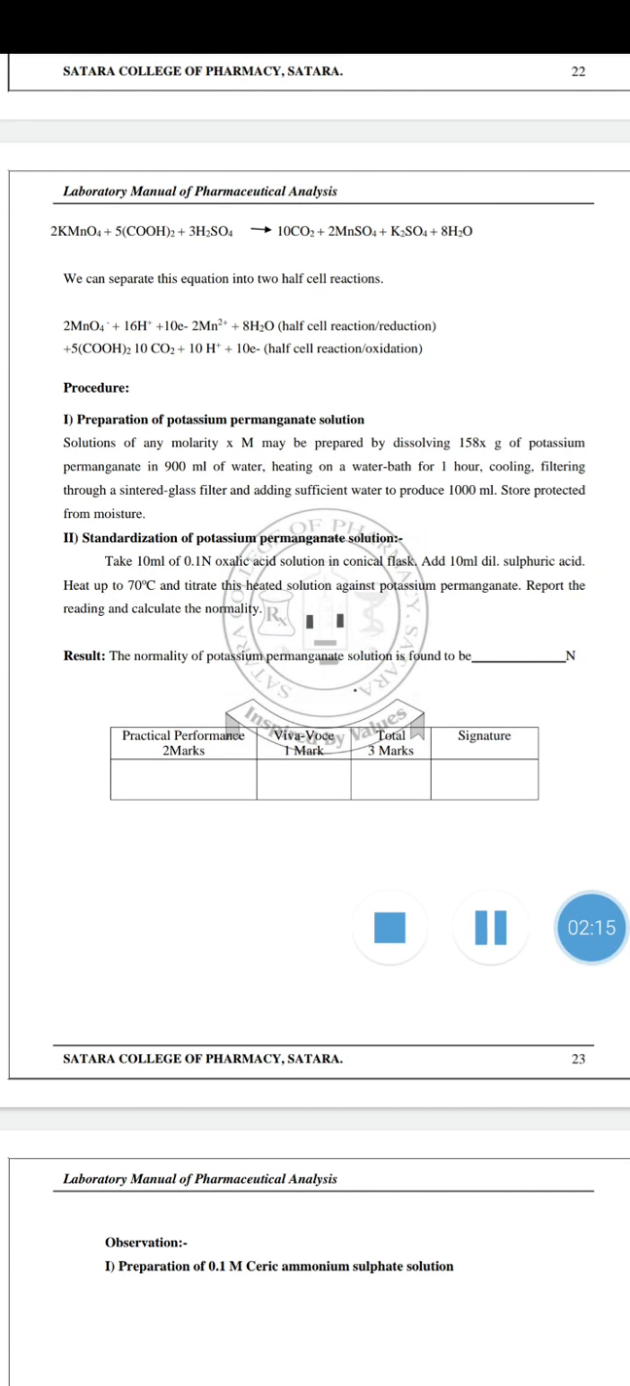The first step of this experiment is preparation of potassium permanganate solution. The solution of any molarity may be prepared by dissolving 158 gram of potassium permanganate in 900 ml of water, heating on a water bath for 1 hour, cooling, filtering through a sintered glass filter, and adding sufficient water to produce 1000 ml. Then store protected from moisture. This is the first step of this experiment, the preparation of potassium permanganate solution, and the next step is standardization of potassium permanganate solution.